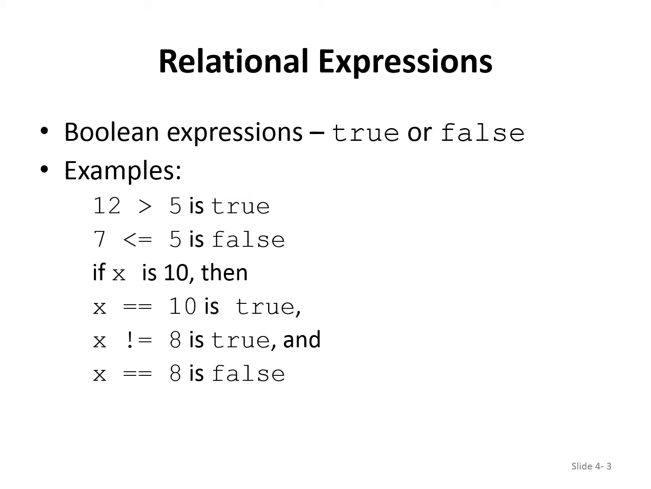Booleans express either true or false. For example, if 12 is greater than 5, it is a true statement. And 7 is less than or equal to 5 is a false statement. If x is equal to 10, then x equal to 10 is true. And if x is not equal to 8, it is true because x is 10. But x equal to 8 is false because x is 10.